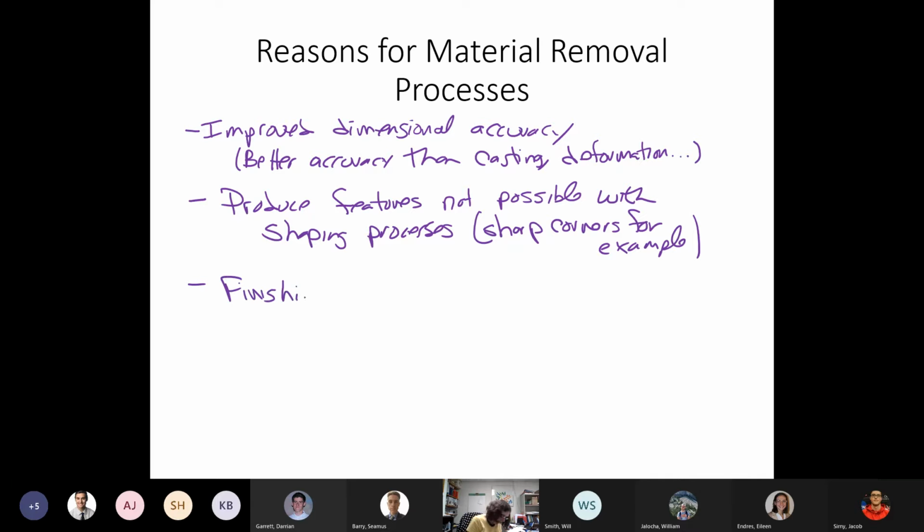Oftentimes we refer to this as a finishing operation. So for instance, to correct for changes in heat treating, for example.